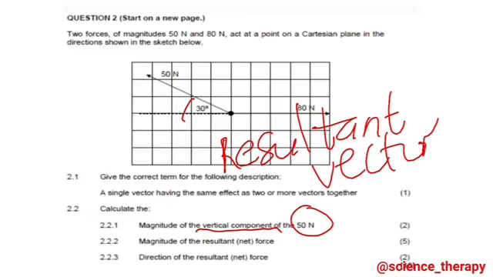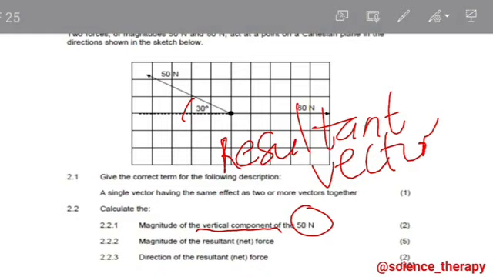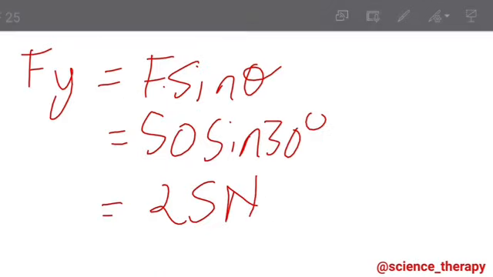Now 2.2.2 says calculate the magnitude of the resultant or the net force. So how are we going to calculate the net force? We need to also calculate the horizontal component of the 50 N. So the first thing we're going to do is try to resolve this into a vector diagram.